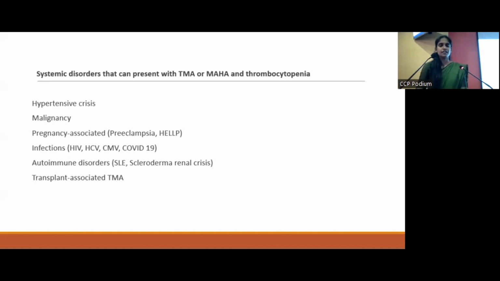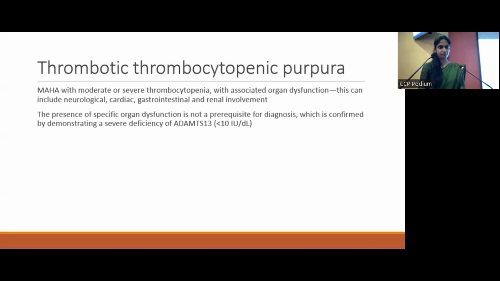Infection mediated, mainly viral infections, hepatitis C, HIV, CMV, COVID-19, and some fungal and bacterial infections can also cause MAHA and thrombocytopenia. Autoimmune disorders like SLE, scleroderma, renal crisis. In addition to that, catastrophic APS can also mimic the presentation of TMA. Transplant-associated TMA, mainly after hematopoietic stem cell transplant rather than solid organ transplant. So we'll first discuss the primary TMA syndromes.